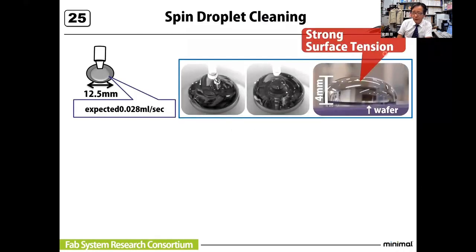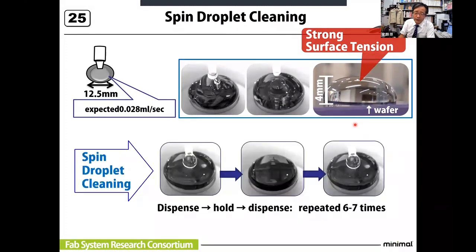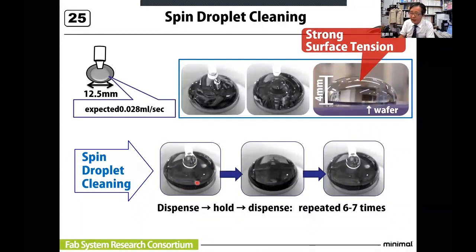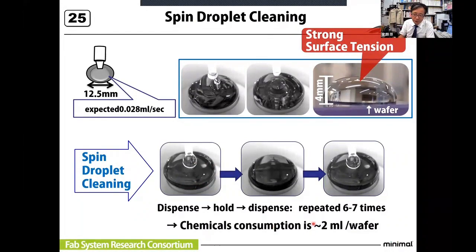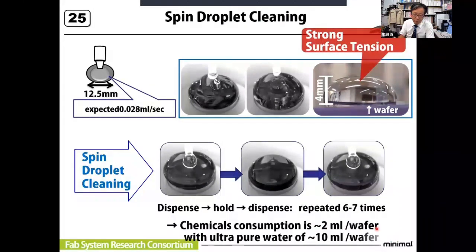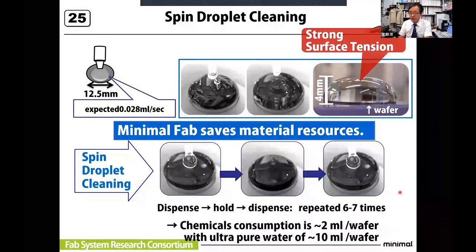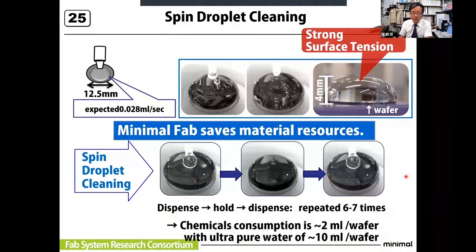For wafer cleaning, we found a very interesting phenomenon. Please look at this. Since the wafer size is very small, a very strong surface tension occurs. As a result, the liquid is dropped, but there's no pouring, no drop out from the wafer. And the height of the liquid is 4 millimeters, unbelievable. After discovering this interesting phenomenon, we only use this amount of liquid to clean the wafer. So the chemical consumption is 2 milliliters per wafer, with ultra pure water of 10 milliliters per wafer. So minimal fab saves material resources.